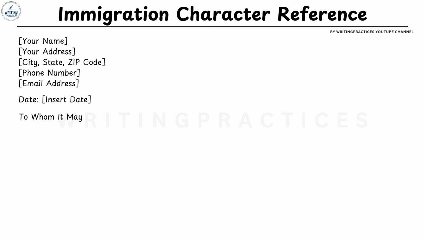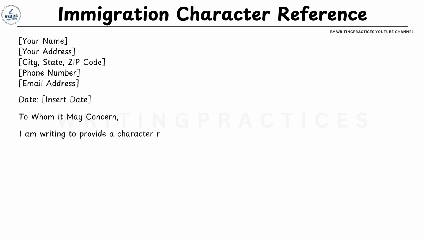Addressing the letter. Next, we're going to move on to how you address the letter. Since this is a formal document, it's best to use "to whom it may concern" if you don't know the name of the specific officer who will be handling the case. This keeps things professional and respectful, and it's a good neutral greeting to use. If you do know who the letter is going to, for example, a specific immigration officer or department, feel free to address it directly to them. For most cases, though, "to whom it may concern" will work just fine.